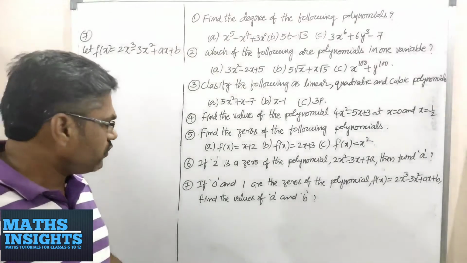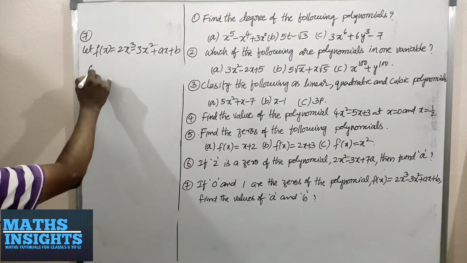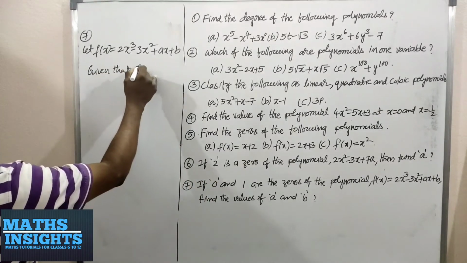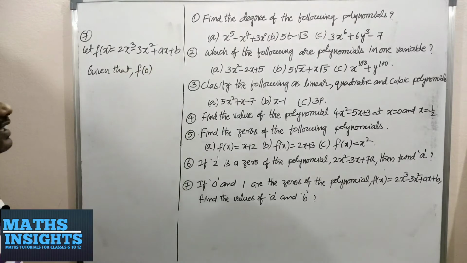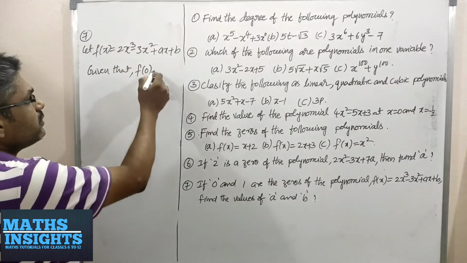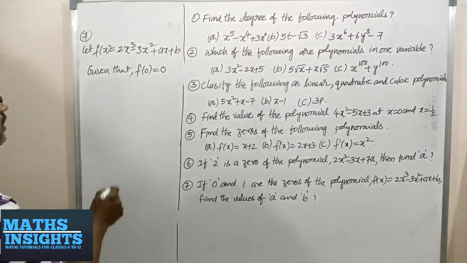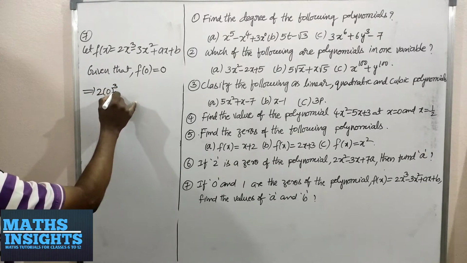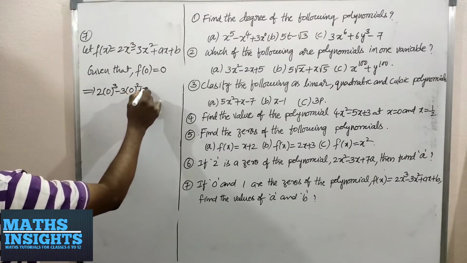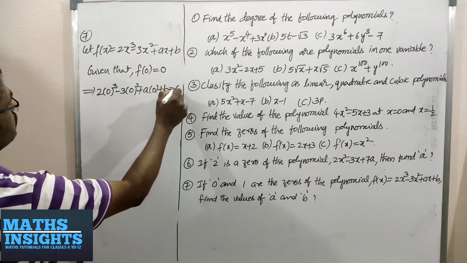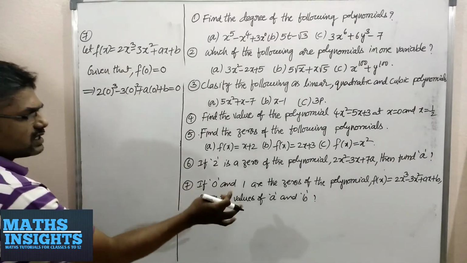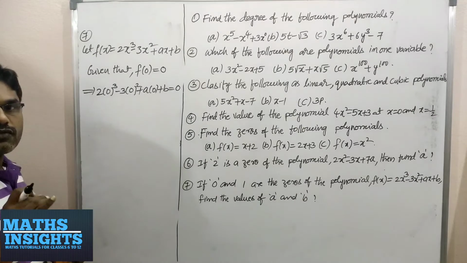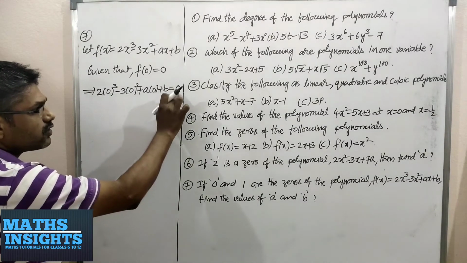They have given 2 zeros. We will take the first 0, that is 0. That means in place of x, if you put 0, then the value of this polynomial is becoming 0. Therefore I am placing 0 in place of x. 2 into 0 cube minus 3 into 0 square plus a into 0 plus b is equal to 0. Why? Because 0 is the 0 of the polynomial. So I am substituting 0 in place of x and equating the value of this polynomial to 0.